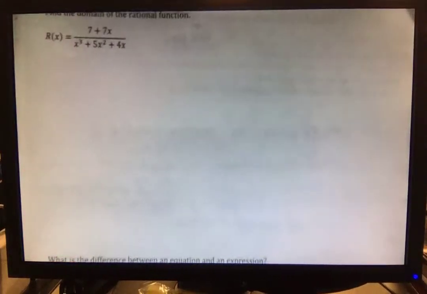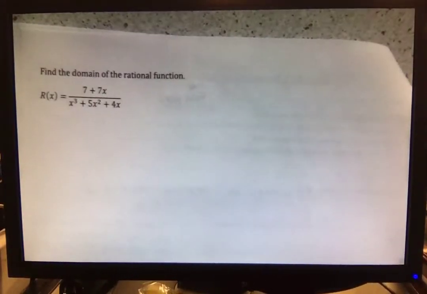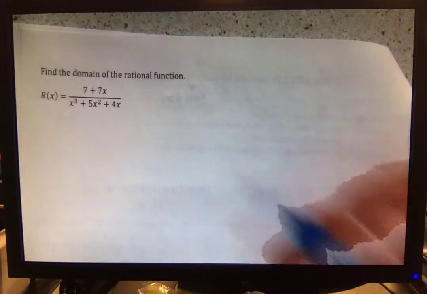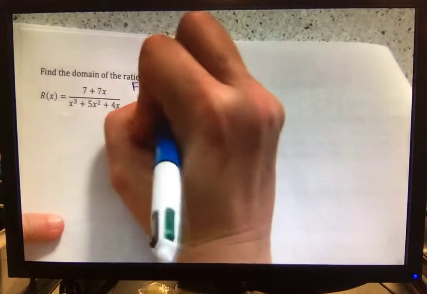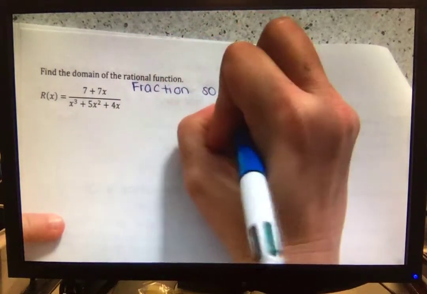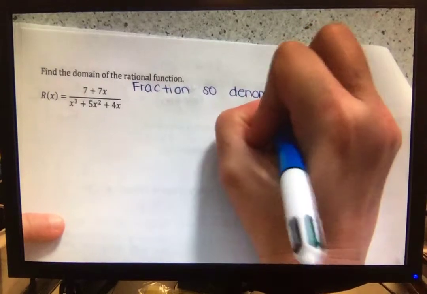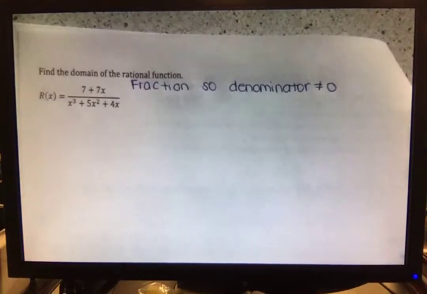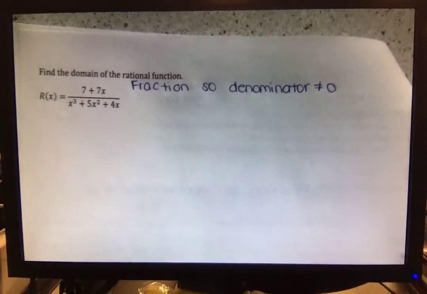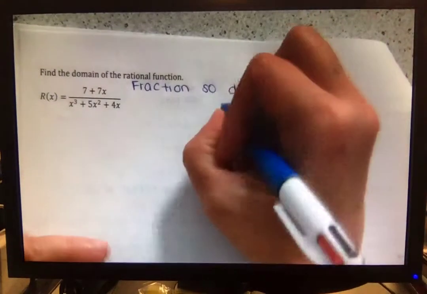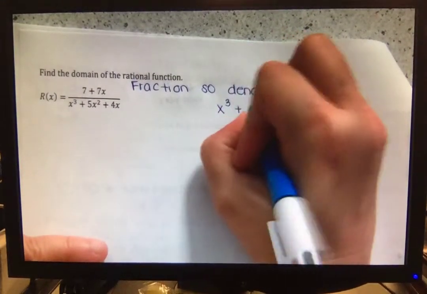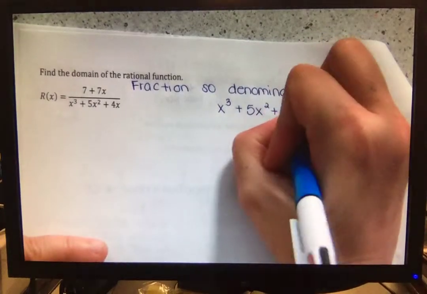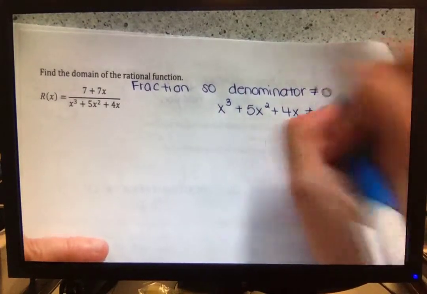All right, so last one of the domain. Find the domain of the rational function. We have r of x equals 7 plus 7x all over x cubed plus 5x squared plus 4x. Whew. So it's a fraction, so our denominator cannot be 0. Our denominator in this case is x cubed plus 5x squared plus 4x, which cannot equal 0.